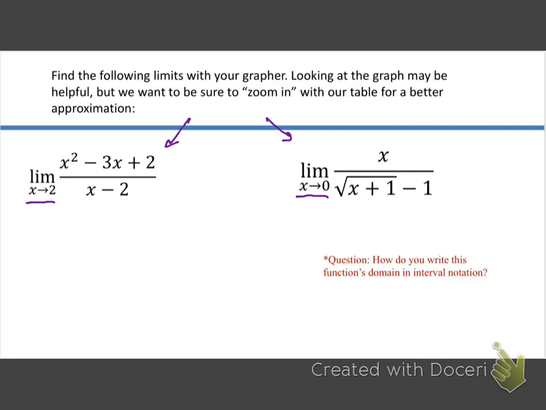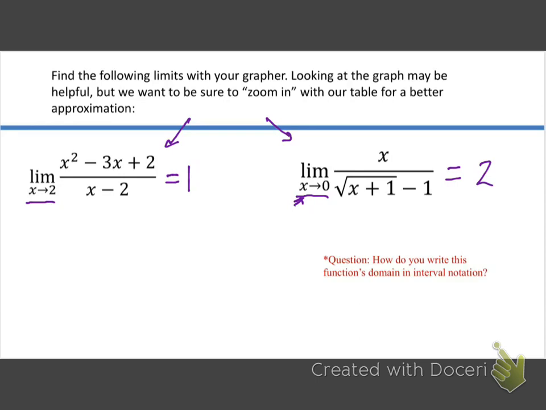Okay, in this left example, hopefully we saw with our grapher that the limit approaches 1, or is 1, I should say. It's approaching 1 from both sides as you look at the table or look at the graph. And the right example, we get that the limit is 2 as x approaches 0.